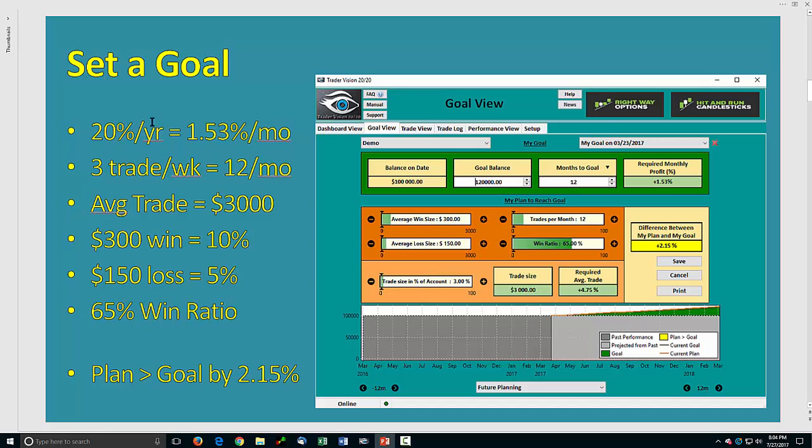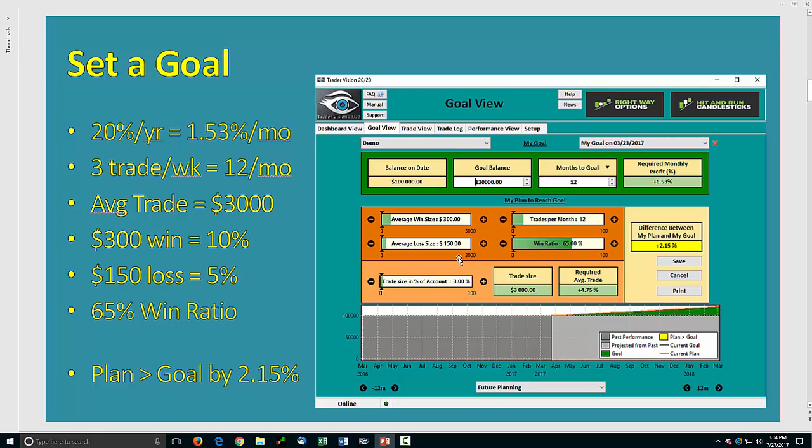What do these numbers mean here? So 20% is 1.5% per month basically. 3 trades a week is your 12. Average trade size of 3,000, or 3% of your account. So your average win is 300 bucks, which is a 10% win on a trade, and your average loss you want to keep at 5%. So this all puts us in a good place to achieve our goals.